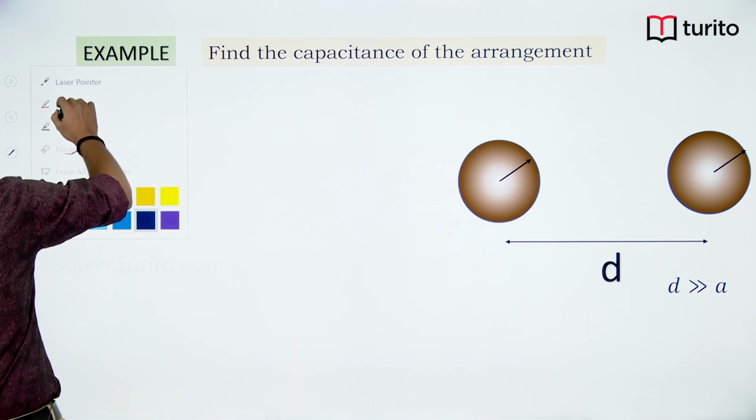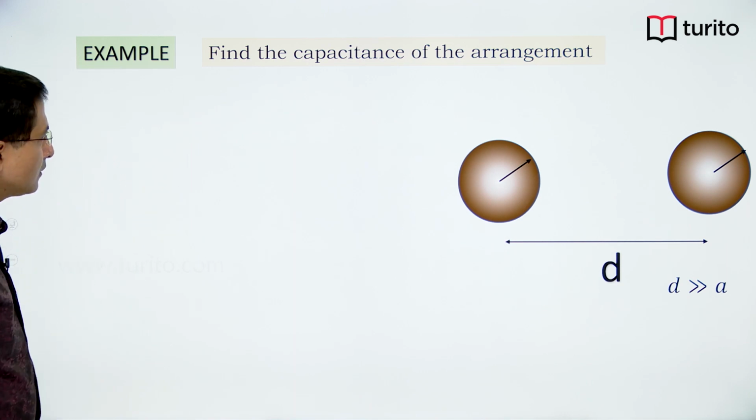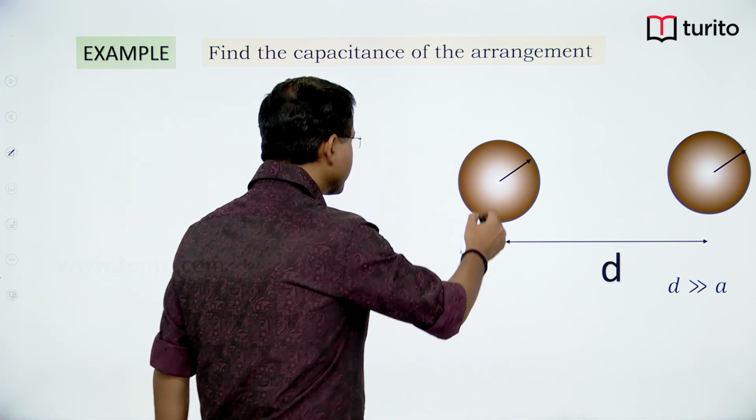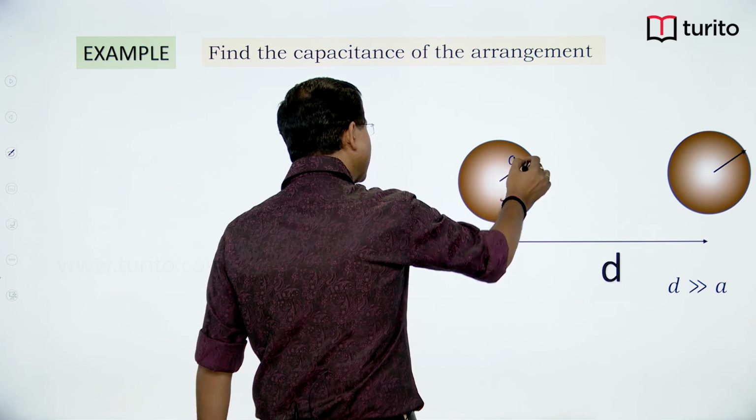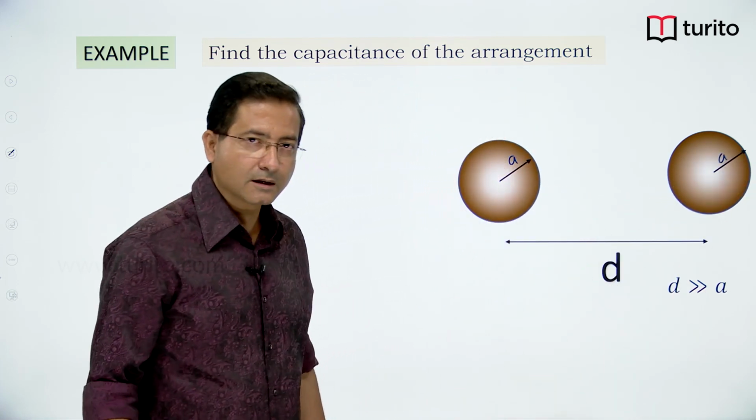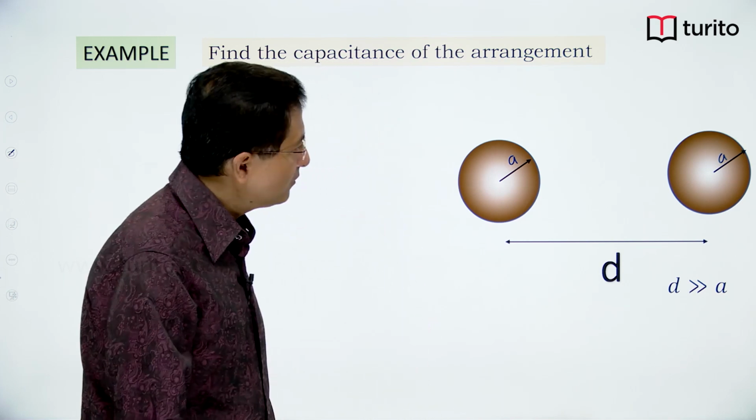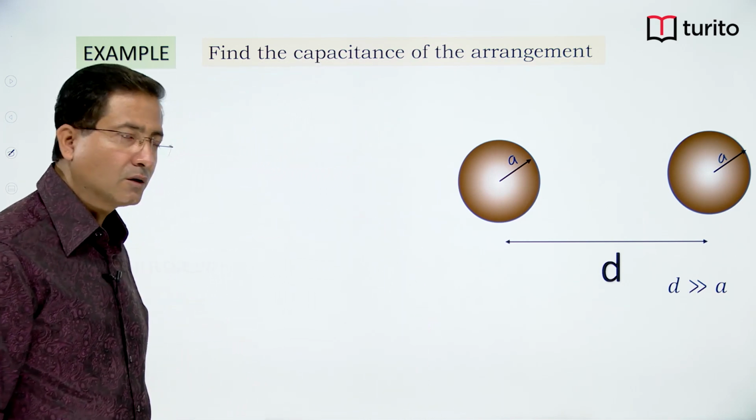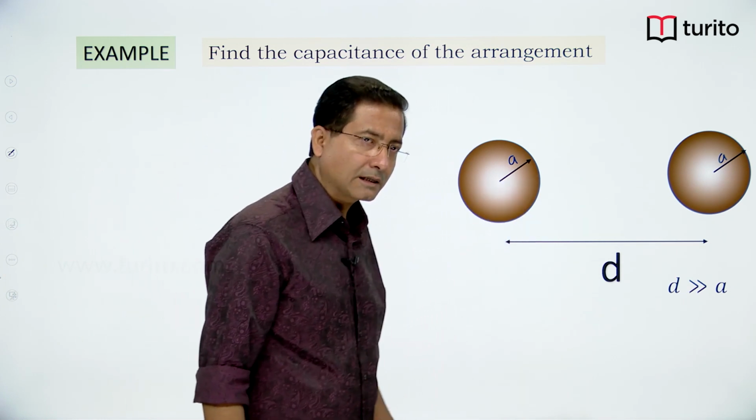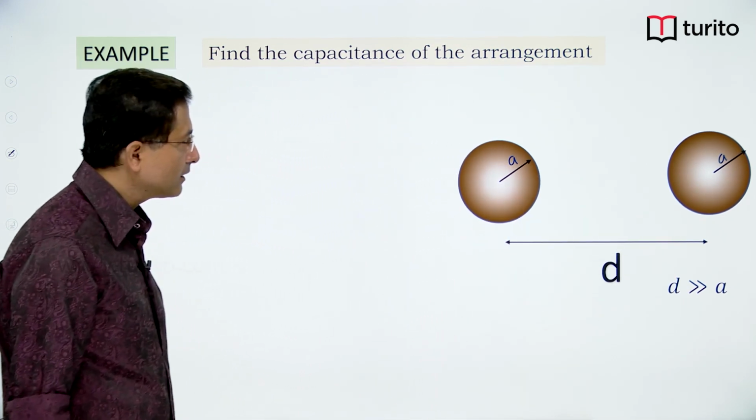Look at this one. So, the arrangement is given and the capacitance is to be calculated. There are two spheres of radius a kept at distance d, which is very large as compared to the radius of a sphere, and we need to find out the capacitance of this arrangement, right.